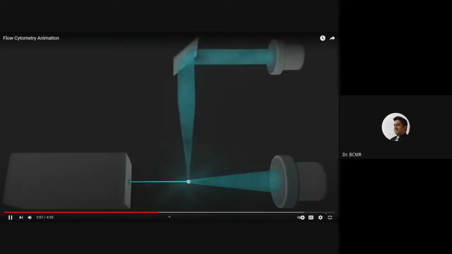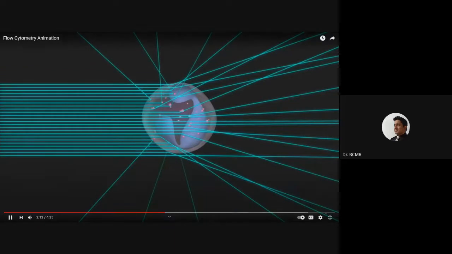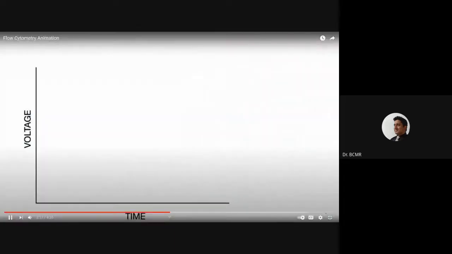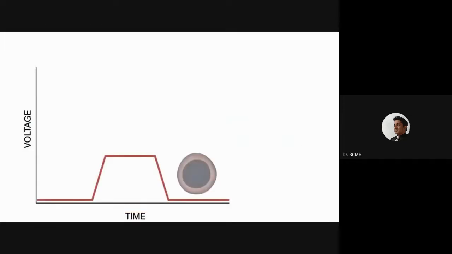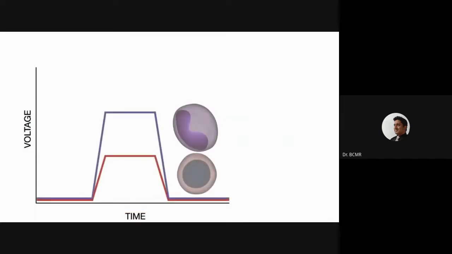Say, for example, this is the side scatter detection. Side scatter may help with the shape and internal components and other things. If you watch this video, you will probably understand it better. I'll send the link.